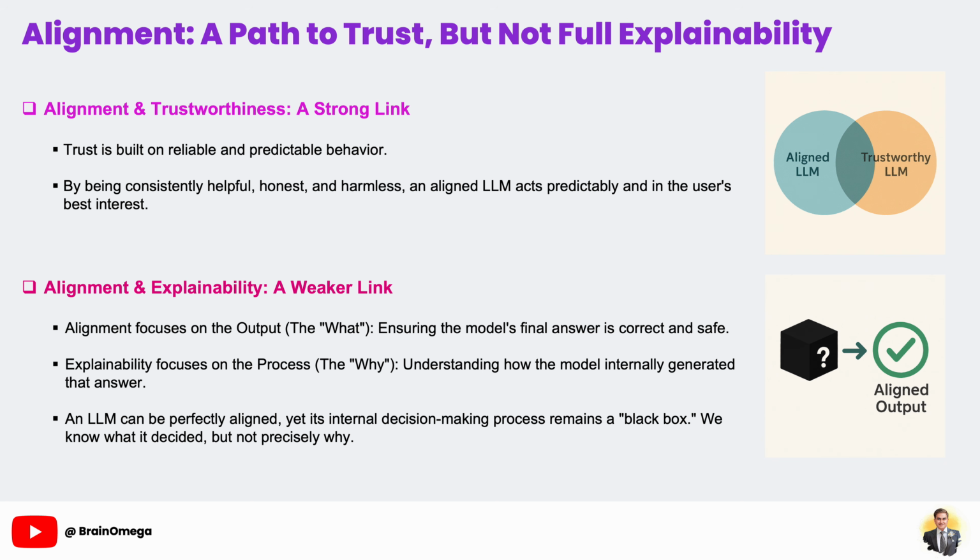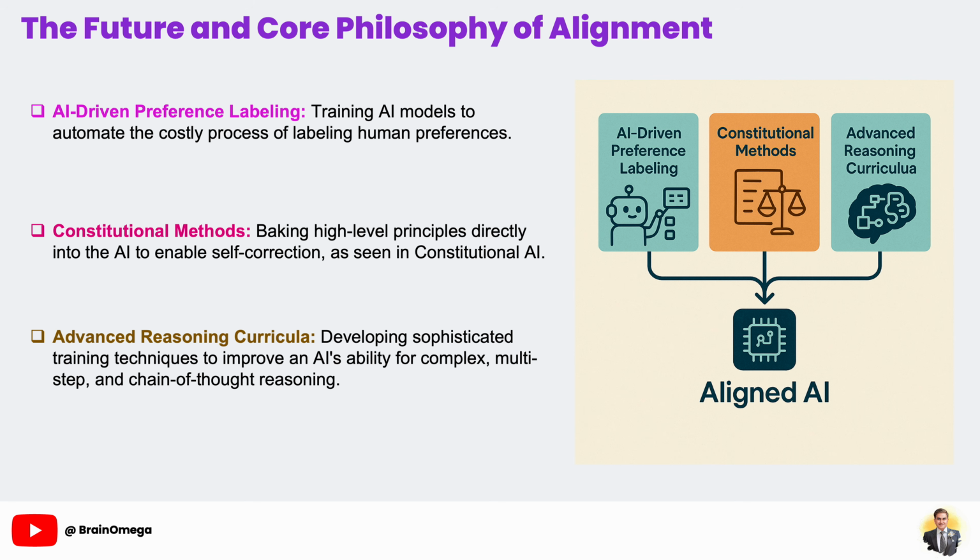So, the key takeaway is this. Alignment is our most effective tool for creating reliable, predictable, and safe AI that we can fundamentally trust. It solves the problem of behavior. But we should see it as distinct from the separate, ongoing scientific challenge of making these incredibly complex systems completely transparent. So, where is the field of alignment heading?